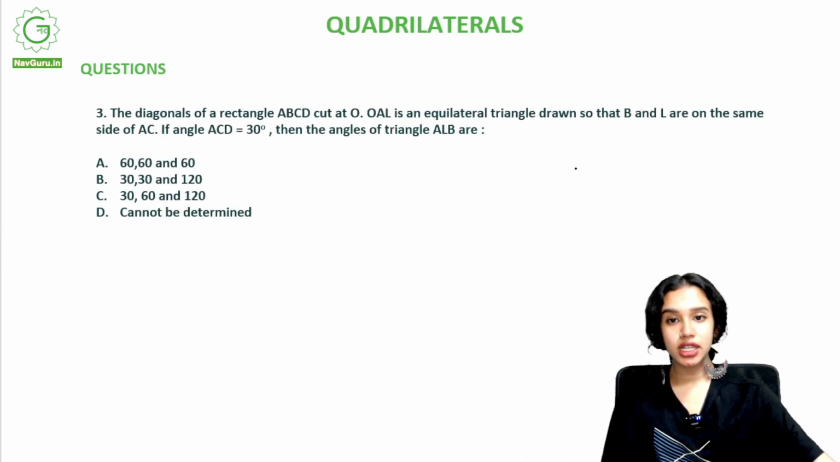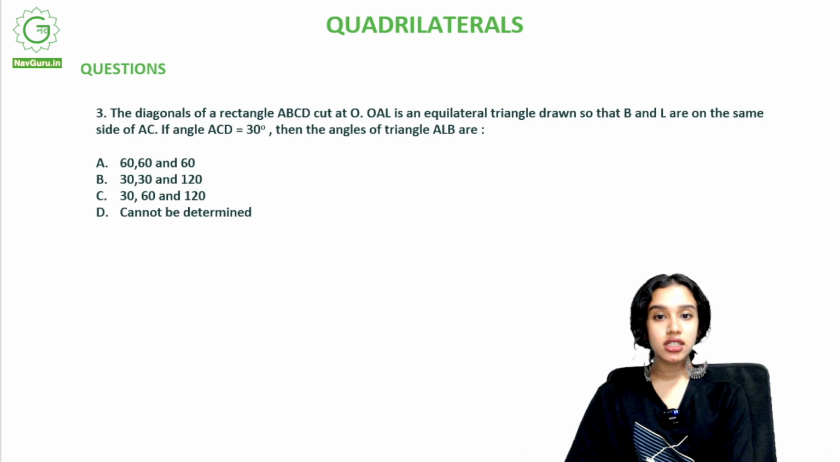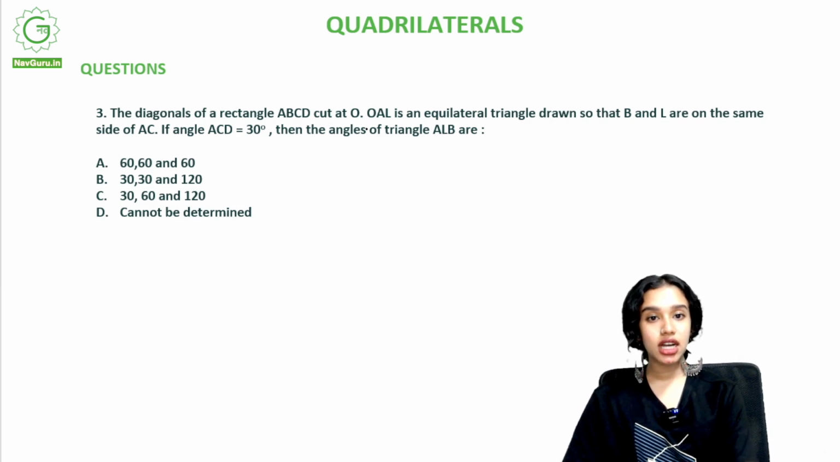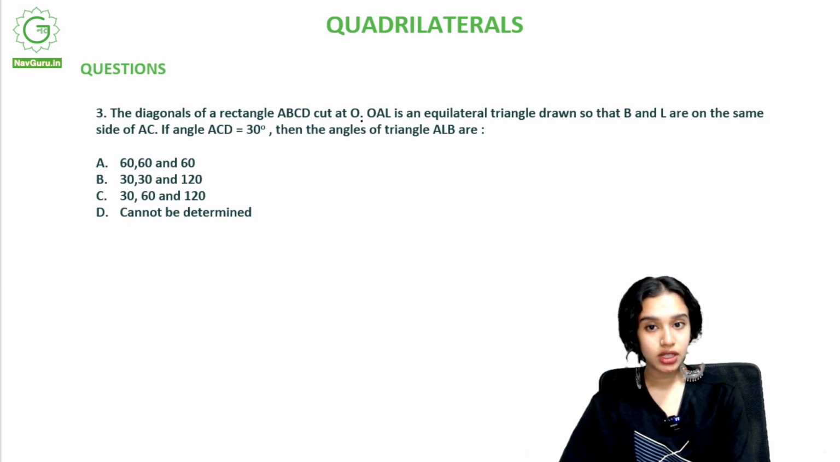Let's move on to the next question. The diagonals of a rectangle ABCD cut at O. OAL is an equilateral triangle drawn so that B and L are on the same side of AC. If angle ACD is equal to 30 degrees, then the angles of triangle ALB are?